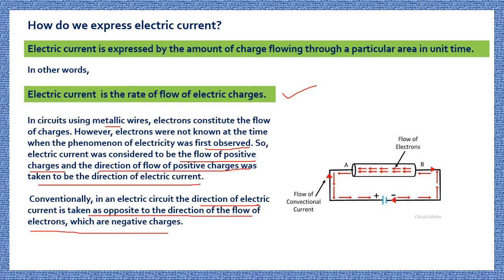Okay, here in the picture you can see that is the battery. From this battery the current is supplied over here. And that is the flow of electrons in this direction. In the circuit the current will flow from positive to negative, and here this is the flow of conventional current.